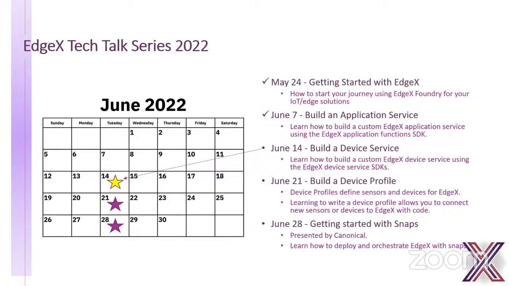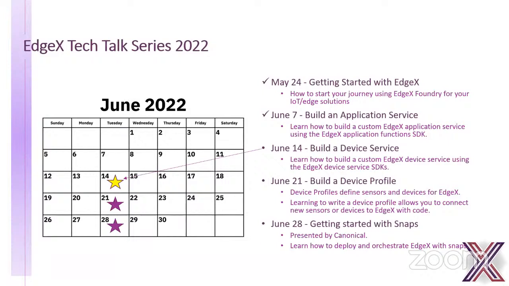We did a Getting Started Tech Talk a few weeks ago, and then Lenny Goodell from Intel provided one on building an application service just last week. Today's talk, obviously, building a device service. A little bit later on here next week, we're going to have James Butcher provide a tech talk that's kind of a supplement to the one you're going to hear today. It's about how to build a device profile. And you'll learn more about device profiles today.